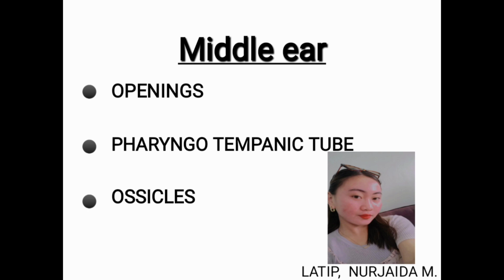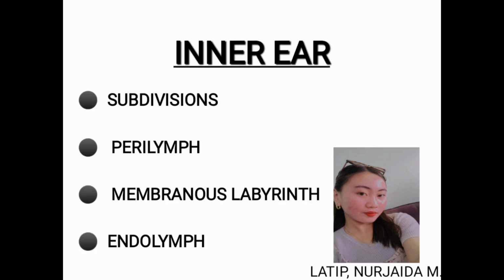And the internal ear, the internal or inner ear. So, the inner ear is classified into four: one is subdivisions, two is perilymph, three is membranous labyrinth, and four, the last one, is endolymph. So, when we say internal or inner ear, it is a maze of bony chambers called the bony or osseous labyrinth, located deep within the temporal bone behind the eye socket.